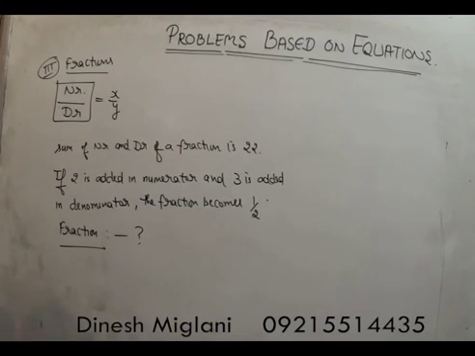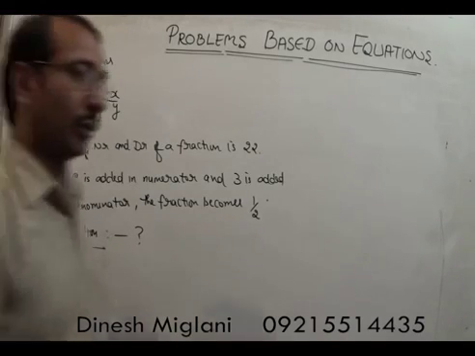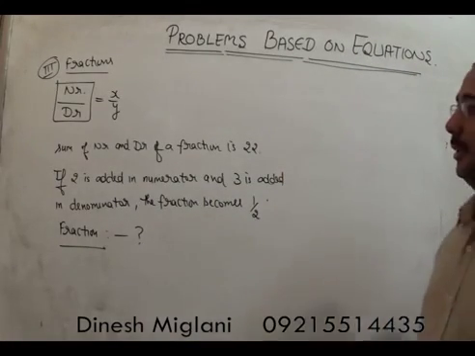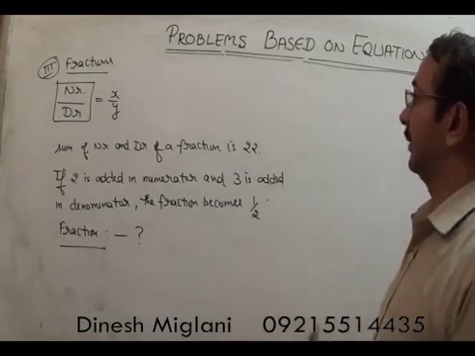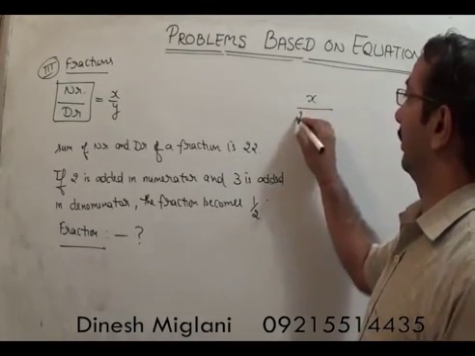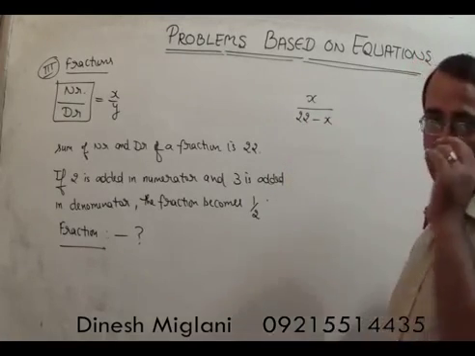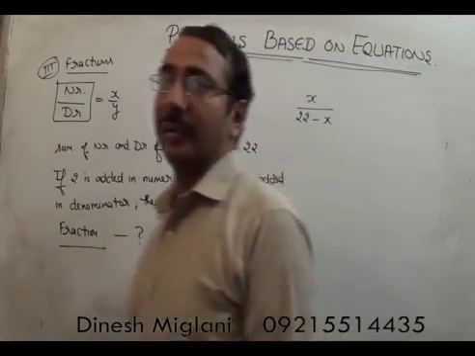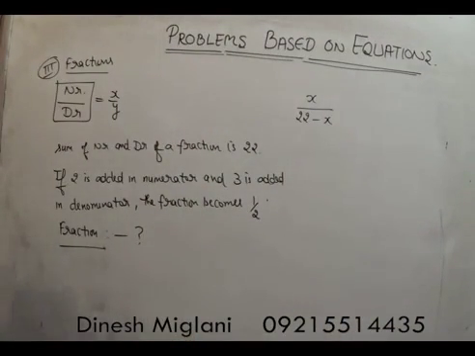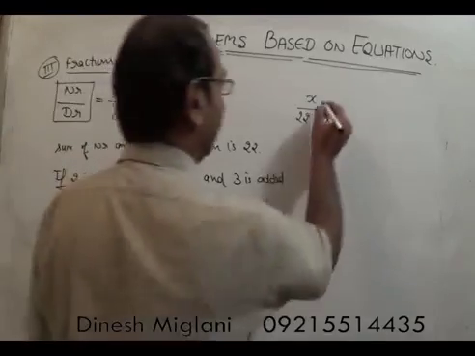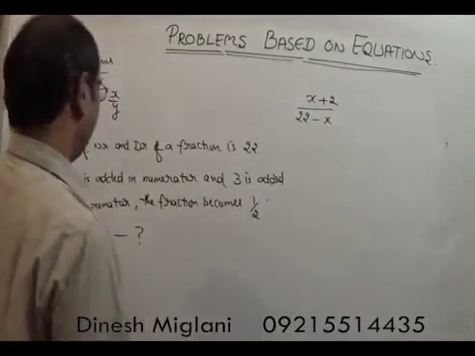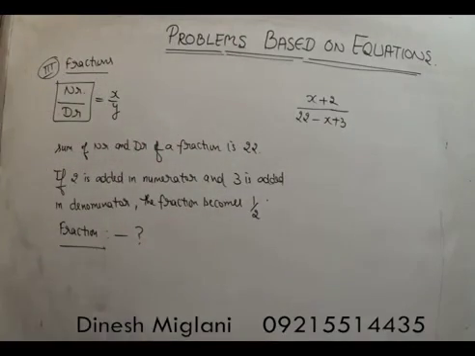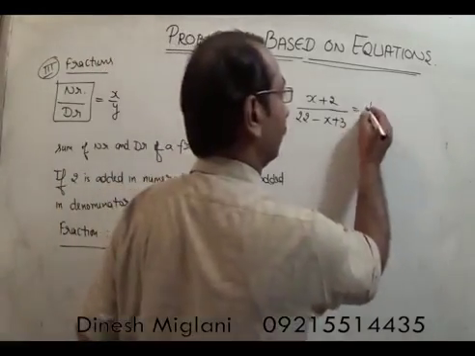Now we solve this question with a basic pattern. Although these questions are better to solve with the options, here we are understanding the concept, so we will start with the basic concept. Numerator and denominator sum is 22. If I assume my numerator to be x, then the denominator will be 22 minus x, because the sum of the numerator and denominator is equal to 22. If 2 is added in the numerator, I will make it x plus 2, and 3 is added to the denominator, so I will add plus 3 here. Then it is given that the fraction becomes 1 by 2. This is equal to 1 by 2.